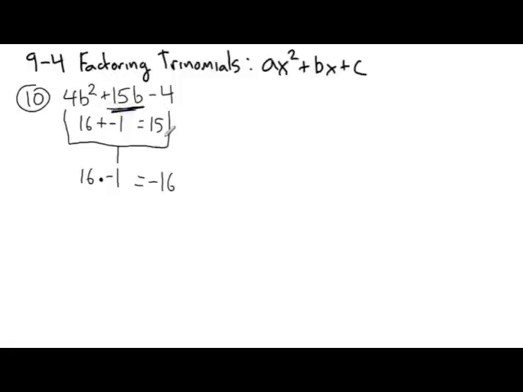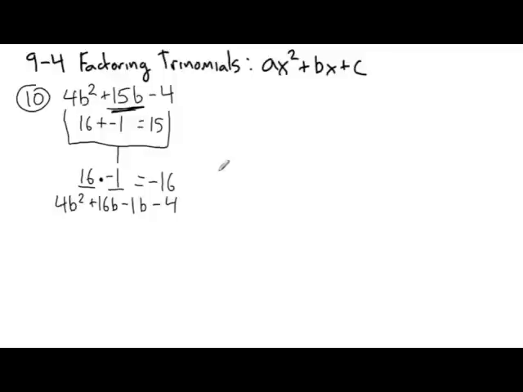So what we're doing in this step is separating the 15b into the two factors it used to be. Now that we know the two factors, we rewrite the problem as 4b squared, and instead of writing plus 15b, we write plus 16b minus 1b, because those are the two factors. And then we continue on with the minus 4. Pretty much what we did here is rewrite the problem by separating the 15b into what it used to be, which was 16b minus 1b.